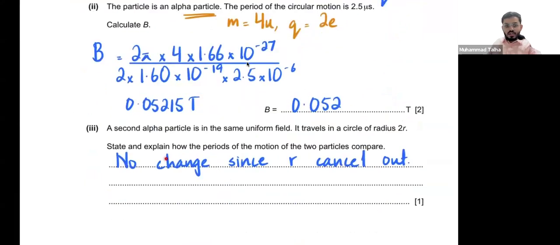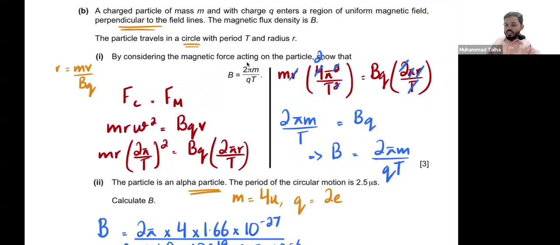A second alpha particle is in the same uniform field. It travels in a circle of radius 2r. State and explain how the periods of the motion of the two particles compare. From this expression, if you were to make T the subject of this equation, you would see that it's 2 pi m over Bq, right? So it depends on m, B, and q. It does not depend on the radius r.